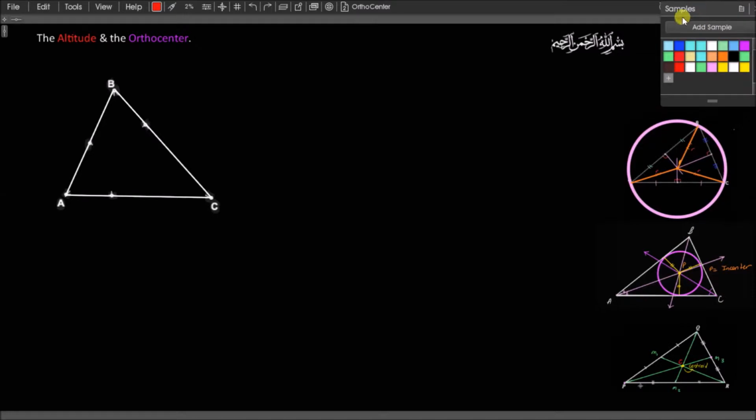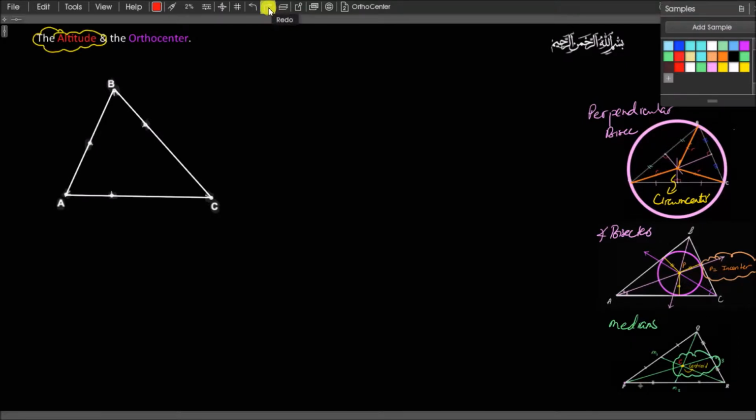Bismillahirrahmanirrahim. Today, inshallah, we'll talk about the last of the four important segments or lines of a triangle, the altitude. We have already spoken about the perpendicular bisectors, and we said that they were concurrent, and the point of their concurrency was the circumcenter. We have already spoken about the angle bisectors and how the point of concurrency was the incenter, and we had also spoken about the medians and how their point of concurrency was called the centroid, and that was the center of mass of the triangle, so to speak.